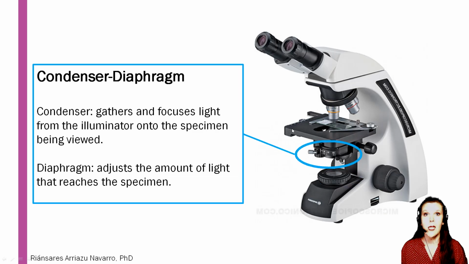Well, under the stage, there's the condenser and diaphragm. The condenser gathers and focuses light from the illuminator onto the specimen beyond view. As you can see, here we have the light, here there's the condenser, and here there's the specimen, the sample.